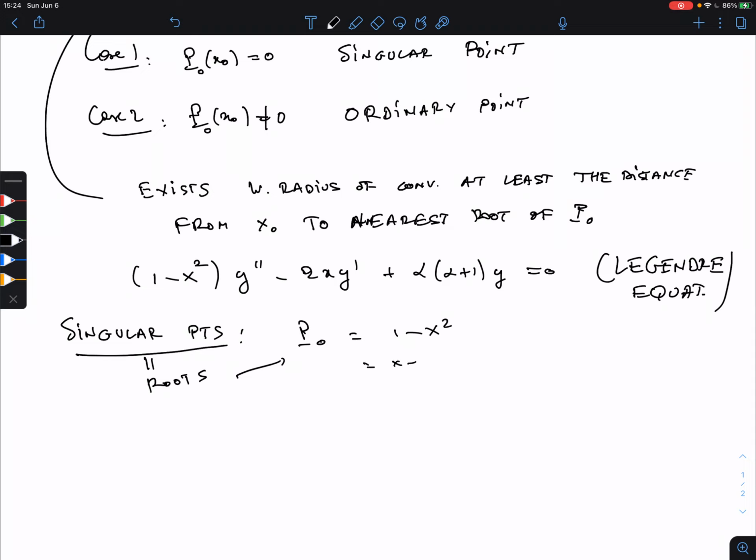That is, this is x minus 1 times x plus 1, right? Up to a negative sign, but it doesn't matter. So this is x is 1 and x is negative 1. So these will be the singular points.